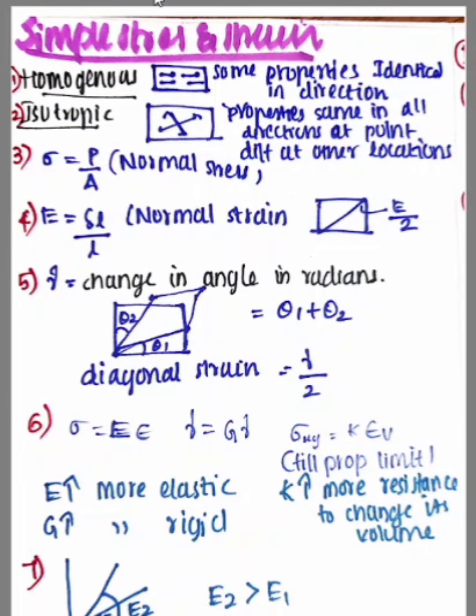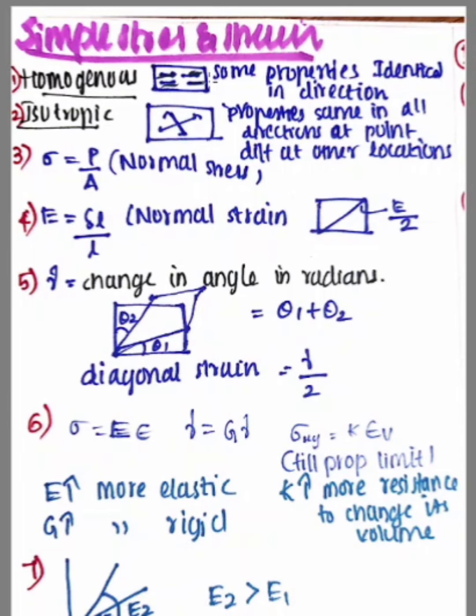Next, there are homogeneous, isotropic, and anisotropic materials. Mainly in exams there will be questions related to homogeneous and isotropic. Homogeneous means same composition. Same composition means the properties here will be the same, and the properties here will be the same. So the properties are identical in all these directions, and it is homogeneous. That means same composition.